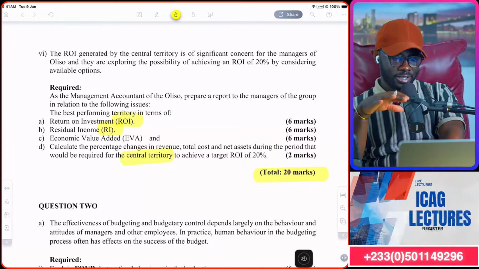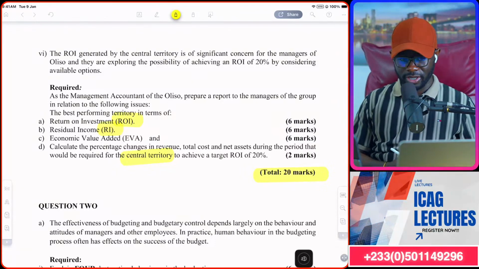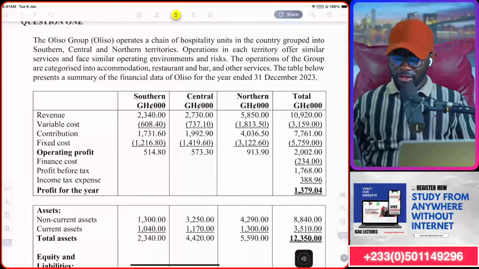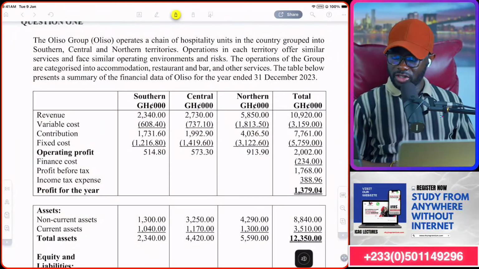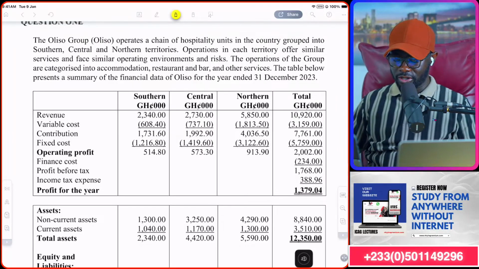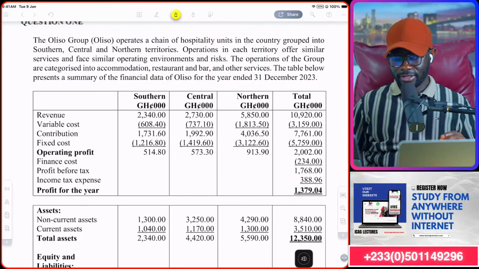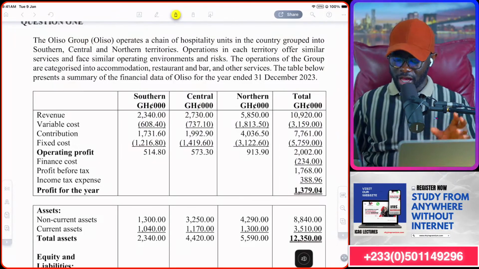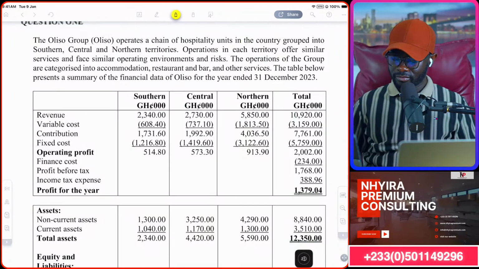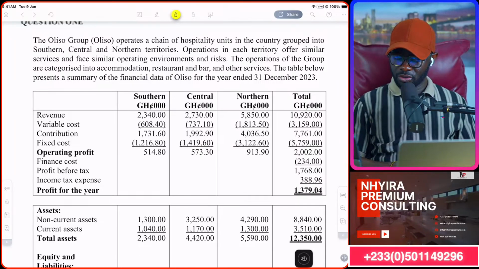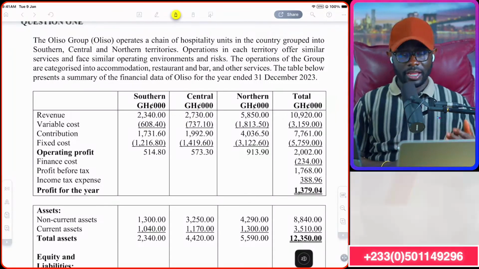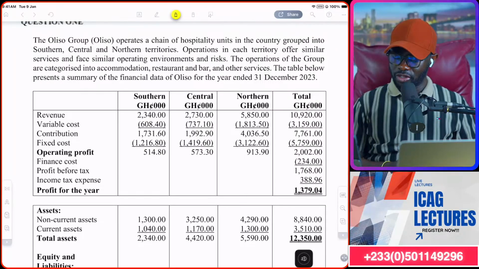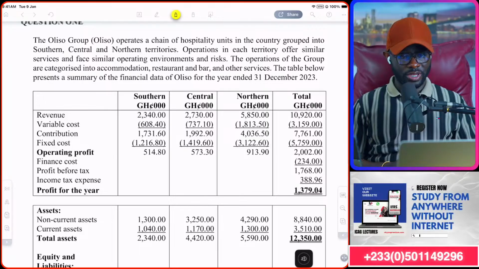So these are the requirements in respect of this particular question and what we are expected to do here. So let's go back up and read the story. The Oliso Group operates a chain of hospitality units in the country grouped into South, Central, and Northern territories. Operations in each territory offer similar services and face similar operating environments and risks. The operations in the group are categorized into accommodation, restaurants and bar, and other services. The table below presents a summary of the financial data of Oliso for the year ended 31st December 2023.